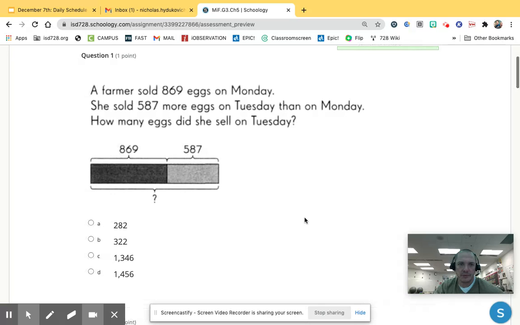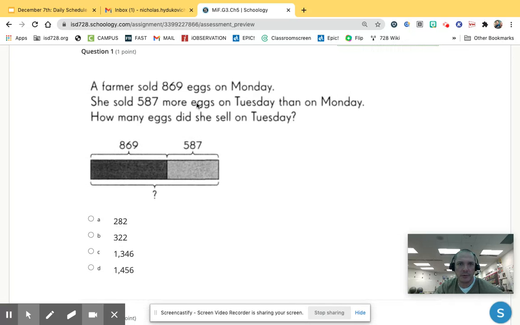Looks like number 1 is multiple choice. A farmer sold 869 eggs on Monday. She sold 587 more eggs on Tuesday than on Monday. How many eggs did she sell on Tuesday? So they have the bar model drawn for you already and labeled with the numbers. They do not have it labeled otherwise. What you need to do is just solve this in your notebook and then go ahead and select your answer A, B, C, or D. Once you do, you can move on to the next question.